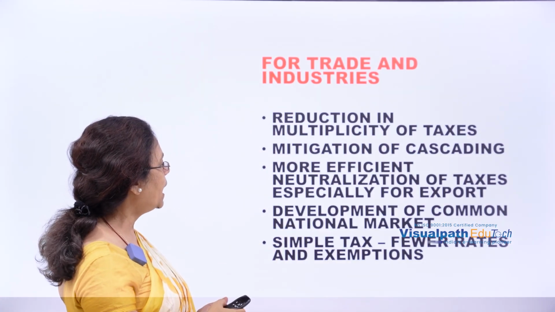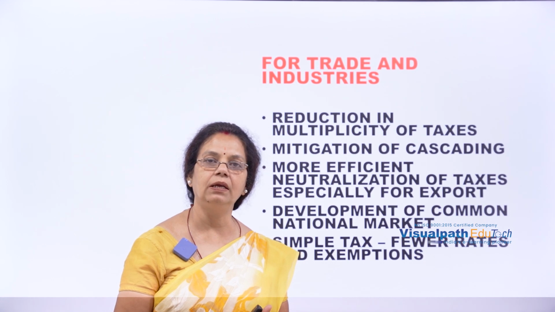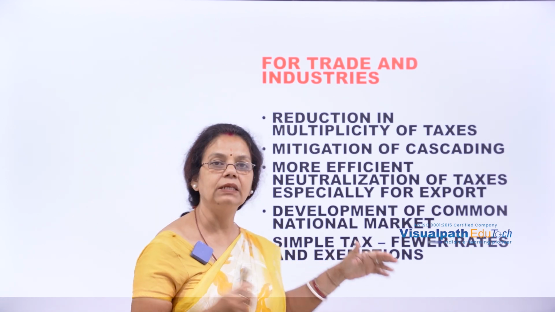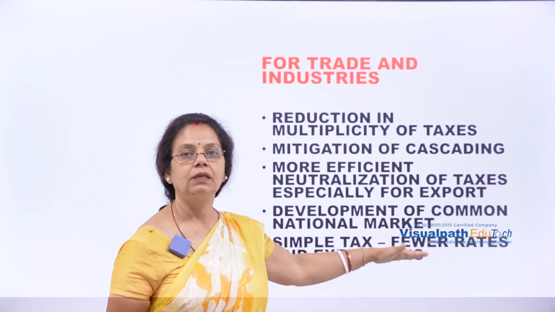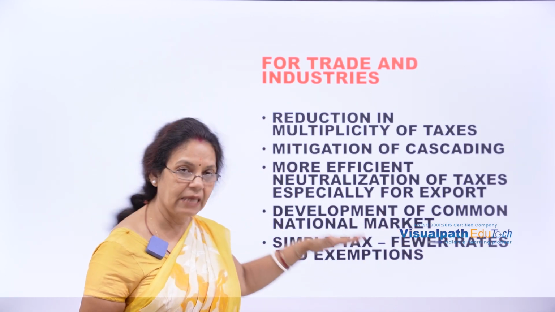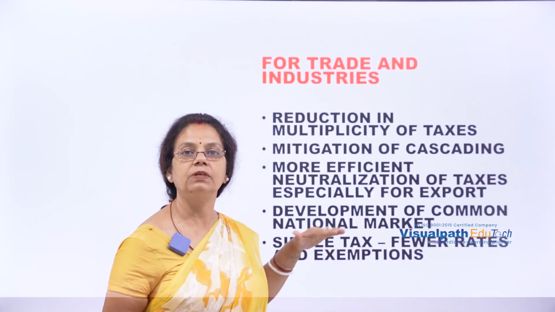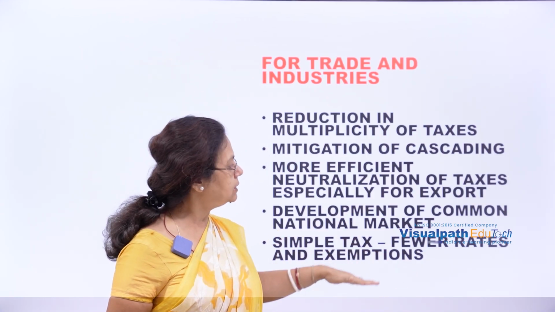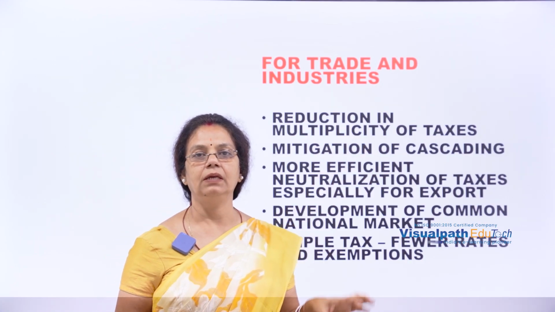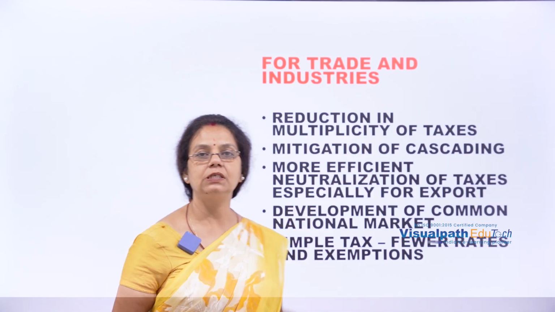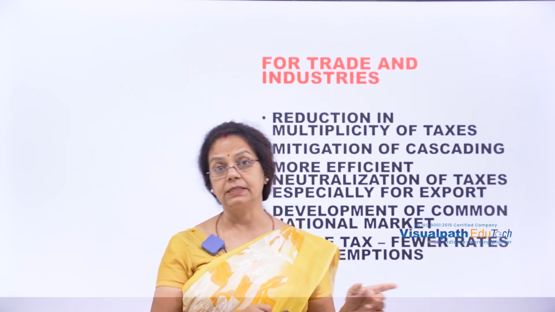Next, simple tax, fewer rates and exemptions. So different exemptions are there. Those things we will get in some different chapters: different rates, different taxes, exemptions, mostly the exemptions. In practical problems, we usually get the exemptions of the GSTs. So all these things, the trader and businessman gets from the GST implementation. This is all about the traders. Ultimately, next is the government.